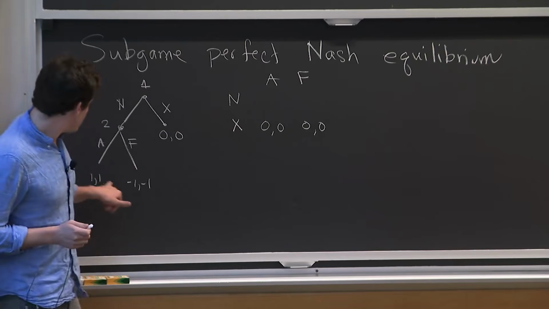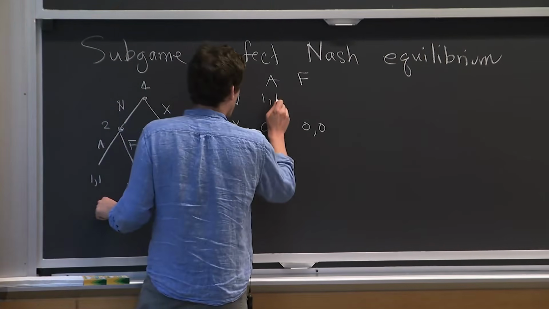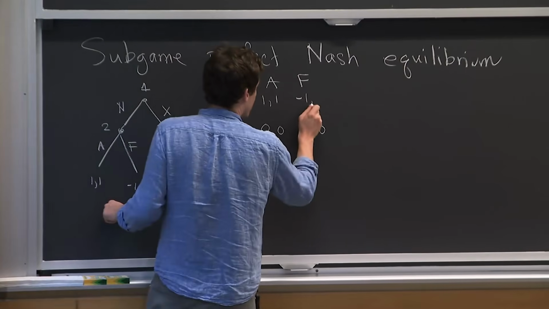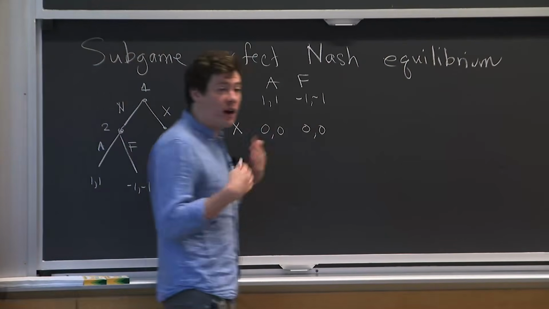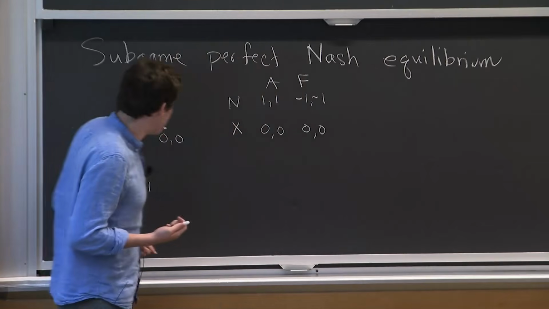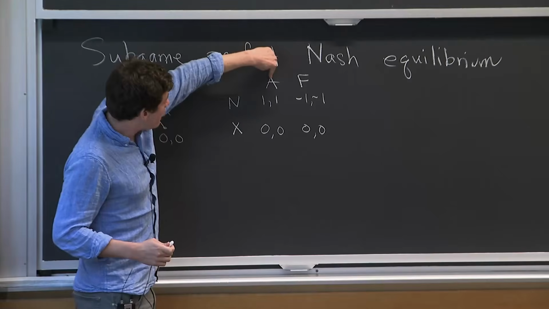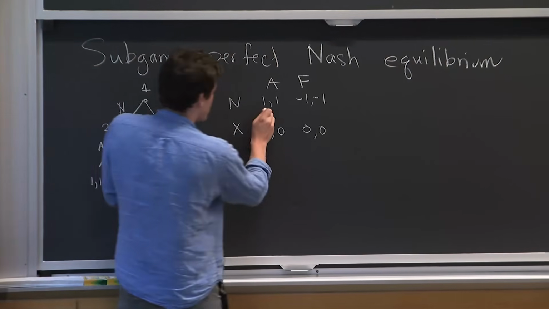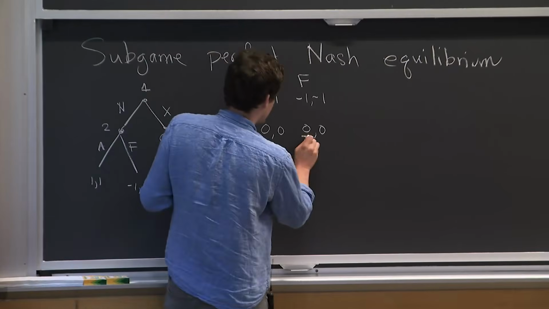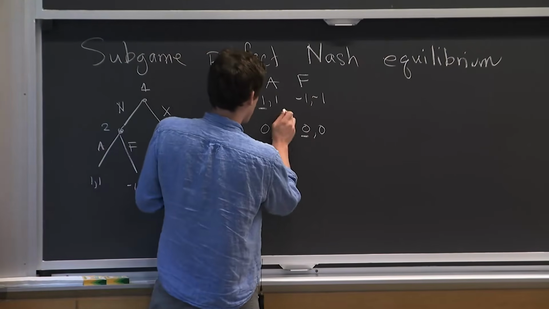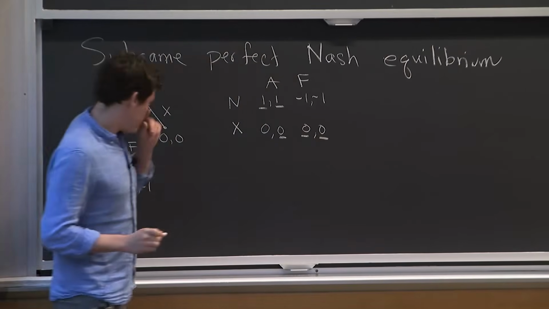If player 1 enters, then it depends what player 2 does. And if player 2 accommodates, we get 1, 1. And if player 2 fights, we get -1, -1. So now, as usual, let's try to solve for the Nash equilibria of this game. And I'll say, if player 2 accommodates, then I'm better off entering. If player 2 fights, then I'm better off exiting. And then if we do it the other way, we're going to get this.